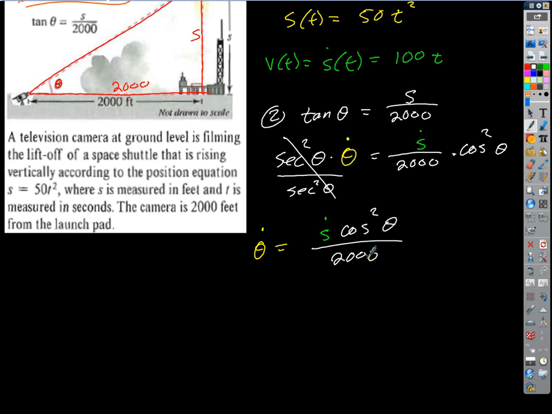So we could use Kirk's method, which is perfectly fine. We could just plug in everything that we know now. We know S dot is 1,000, right? And we know theta is the arctangent of 5/2, which I could just plug in on a calculator. If I plug that into cosine and then square that answer, I'm going to get the right answer. Okay, there is another way to do this, though.